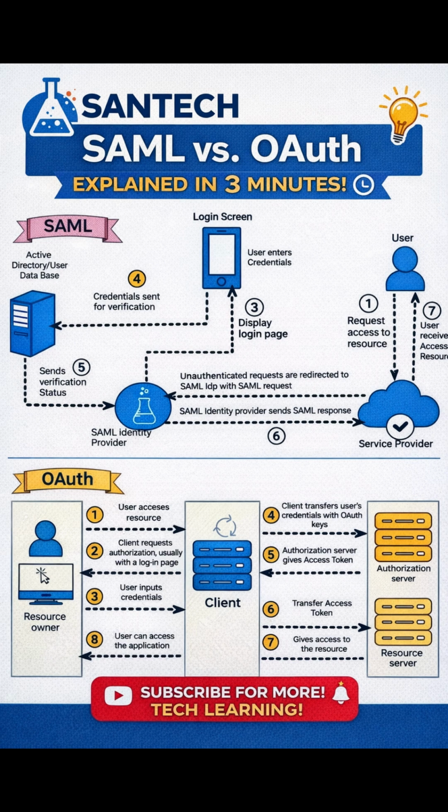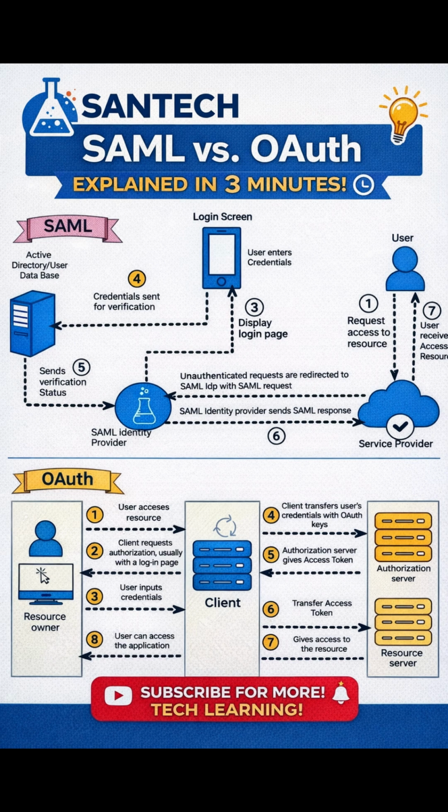If everything is valid, it sends back something called a SAML assertion. Think of it like a signed passport stamp. The app trusts that stamp, and boom, you're logged in. That's why SAML is heavily used in enterprise single sign-on environments, like corporate systems. Key idea. SAML is all about securely proving identity between organizations using XML-based messages. It's enterprise-focused, it's browser-based, it's authentication-heavy.